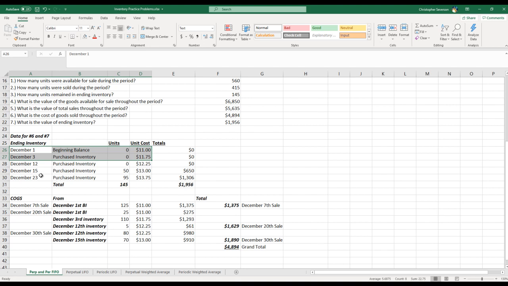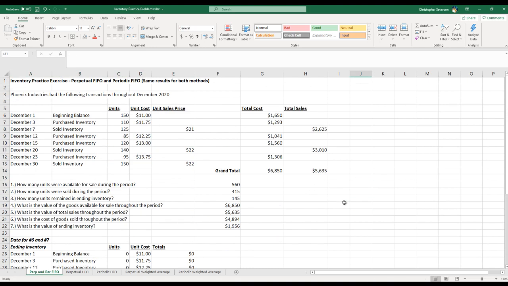But with perpetual FIFO, whether we have access to all this data up front or just the couple layers that are available by the time of that first sale, doesn't matter, because we're always going to be starting with this oldest layer anyways. That's the point I want to make. With periodic, you don't do any of these costing inventory entries or calculations until the very end of the period, at which time you have access to everything. Again, that's the difference.